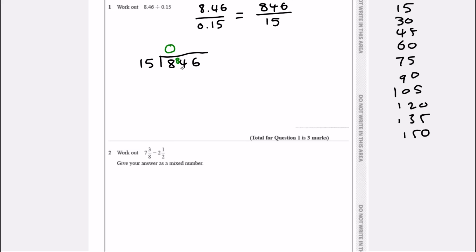How many 15s go into 84? That's 5, which makes 75. And we're at 75, so we've got 9 left over. How many 15s go into 96? That's 6, with 6 left over. So let's add a 0.0 and 6 left over. How many 15s go into 60? That's 4. We've got our answer, it's 56.4. So 56.4 is the answer.